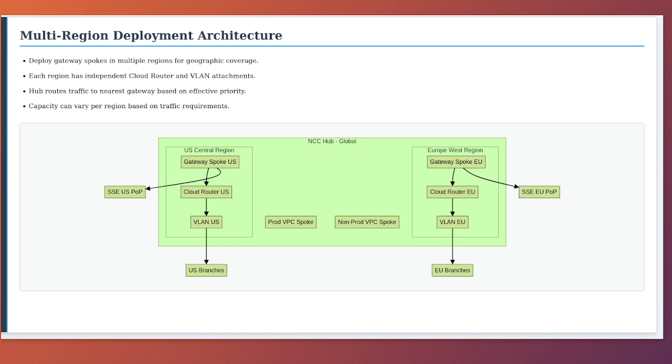The SSE integration in each region connects to the SSE provider's nearest point of presence. This minimizes latency for security processing by keeping traffic geographically close to users. To add a new region, repeat the gateway spoke creation, cloud router configuration, VLAN attachment setup, and Secure Access Connect integration for the new region. Each region operates independently while sharing the same hub for centralized management.